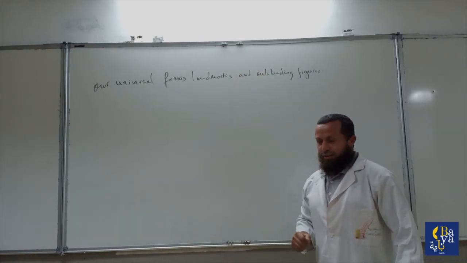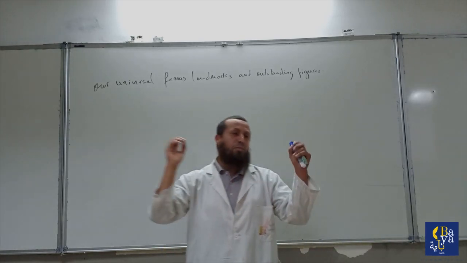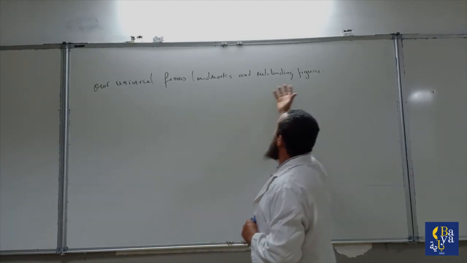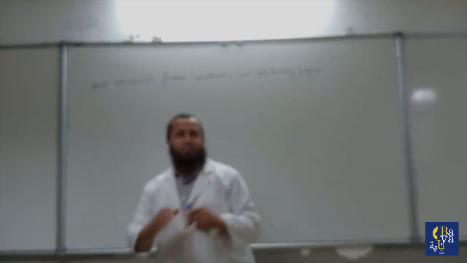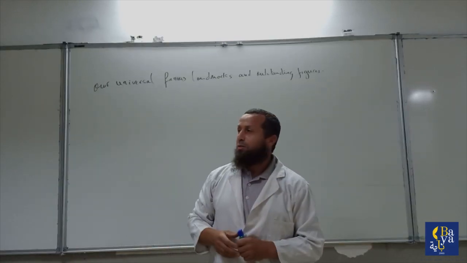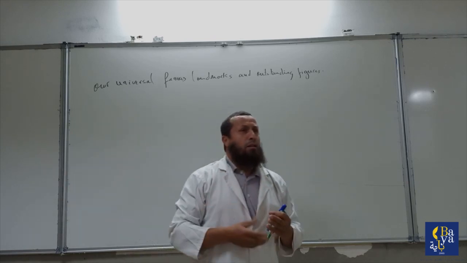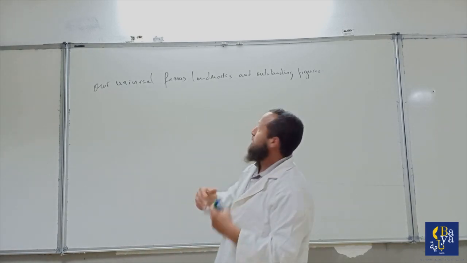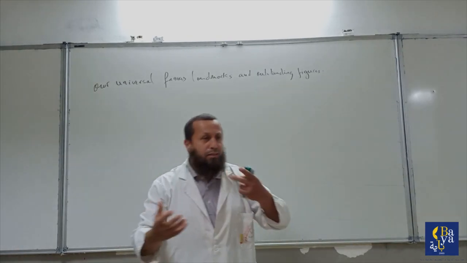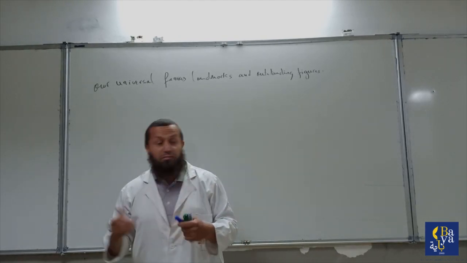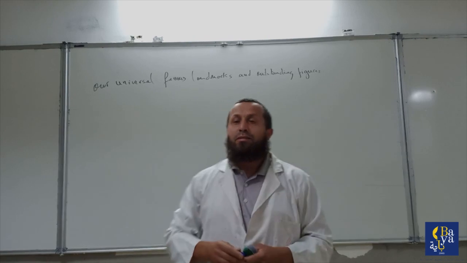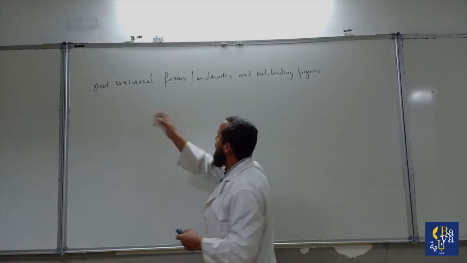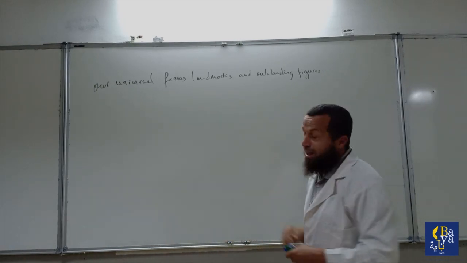Outstanding figures. Outstanding is the same thing as famous, well known. Figures means people, persons. Famous people in different arts. Maybe you find singers, an outstanding figure in singing, maybe in sports, in different things. So, our universal famous landmarks and outstanding figures.